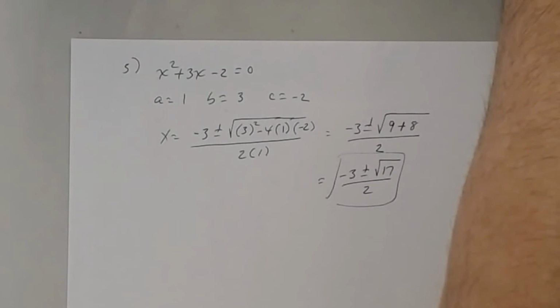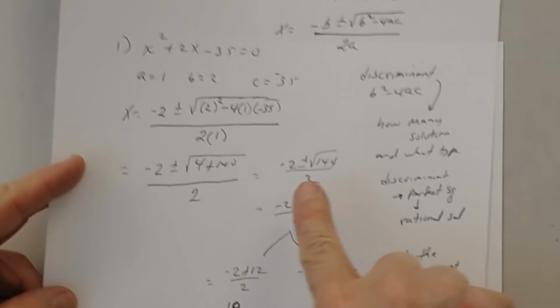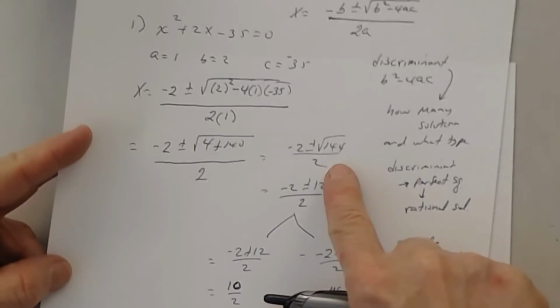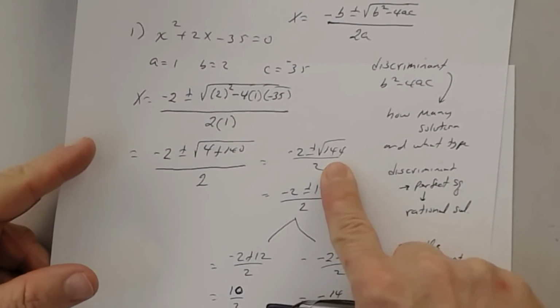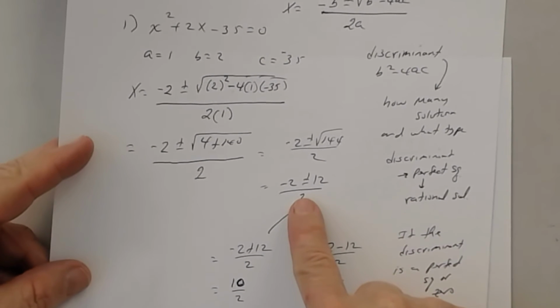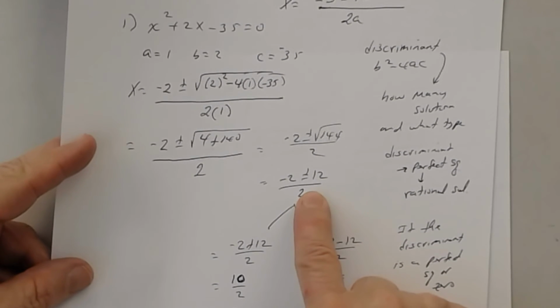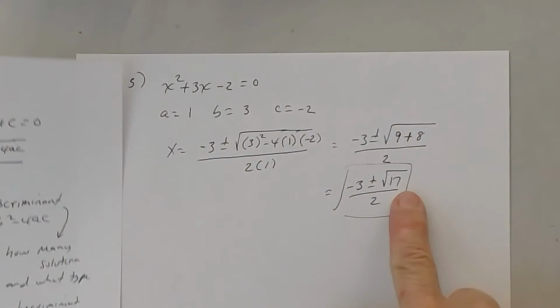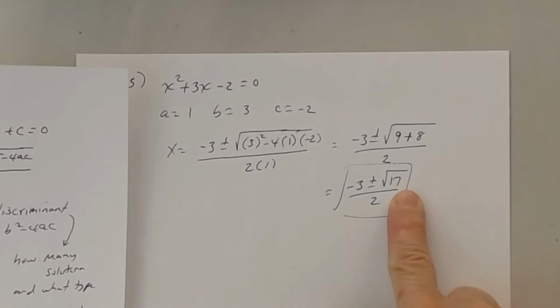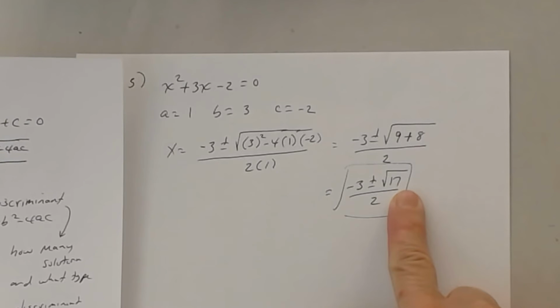Notice the difference between the one we just did and, let's say, number 1. See, 144 is a perfect square. So you end up with what kind of solutions? Rational. 17 is not a perfect square, so you end up with what kind of solutions? Irrational.